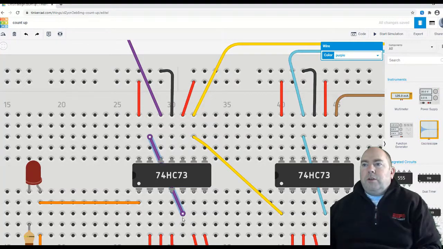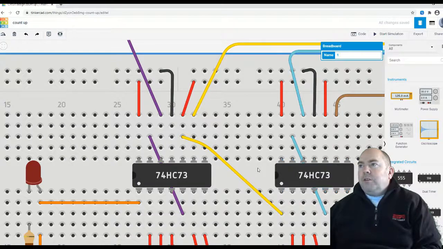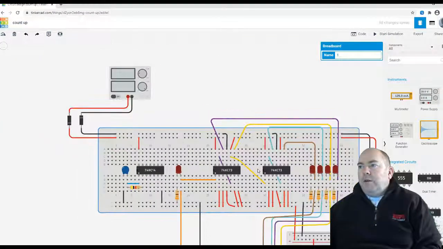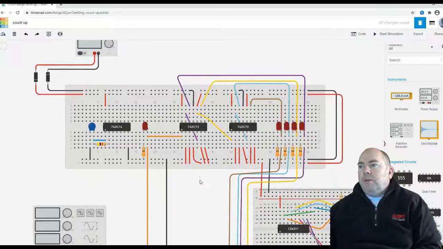So instead of clock signal for flip-flop 2 being connected to the output of flip-flop 1, we're going to connect it to the Q bar of flip-flop 1. Same thing with clock of flip-flop 3, connect to Q bar of flip-flop 2. And clock of flip-flop 4 connect to Q bar of flip-flop 3. So basically just moving three wires like that is going to change the behavior of this counter from counting up to counting down. So let's watch this run.